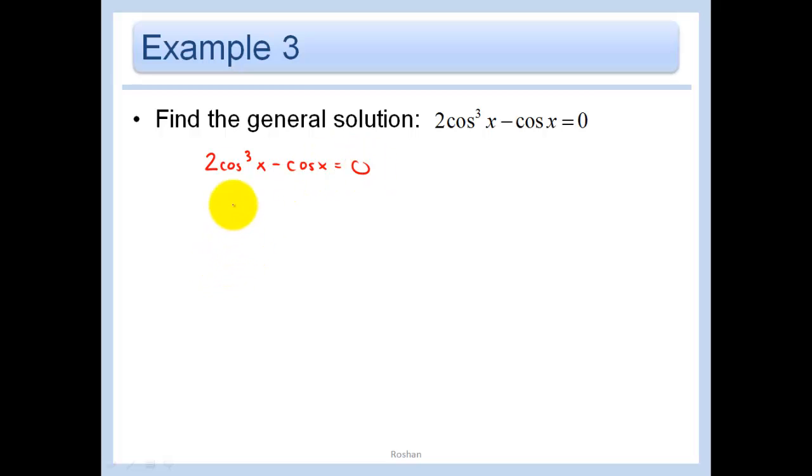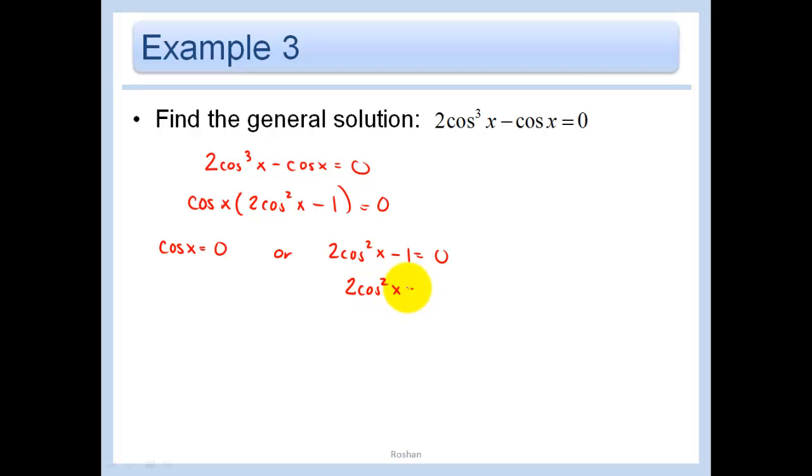Yuck. Oh, but look, there's a cosine in common. Take it out. Cosine x, 2 cosine squared x minus 1, don't forget your minus 1, equals 0. So now since we have it equal to 0, we can set each of the factors equal to 0. I can't factor that down any further, so just set each of them equal to 0. Cosine x equals 0, or 2 cosine squared x minus 1 equals 0. 2 cosine squared x equals 1. Cosine squared x equals 1/2.